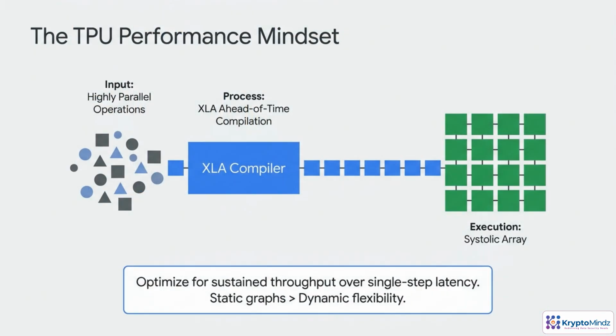TPUs are built around a very specific performance mindset. You feed them workloads that are massively parallel and mostly dense linear algebra. Before execution, XLA compiles your computation graph into a highly optimized program targeting the systolic array. That compilation step trades flexibility for speed. It prefers static shapes and predictable control flow. With TPUs, you're optimizing for sustained throughput across many steps, not minimal latency for a single, highly dynamic operation.